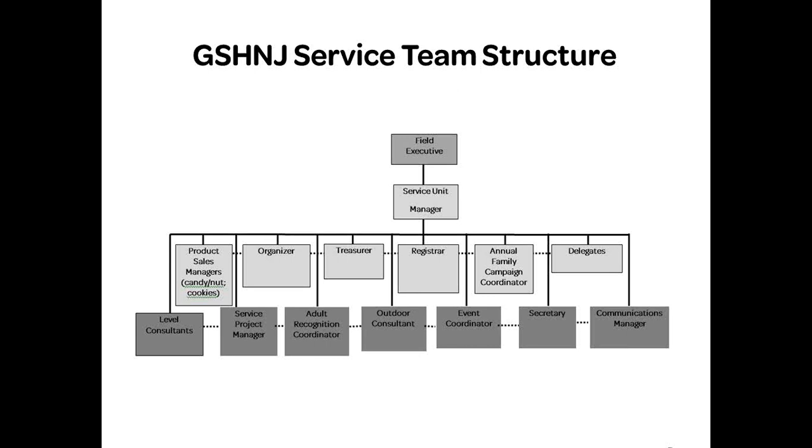The darker gray box at the bottom, these are secondary positions, all very useful, and hopefully you have people enthusiastically volunteering to fill these out. But level consultants, for example, are useful. Daisy level, junior level, cadet level, people who can help you understand, is this an appropriate activity for my Brownies? Outdoor consultant may be somebody who plans your service unit camporee. So lots of different possibilities for people on the team, lots of different ways for people to help out.